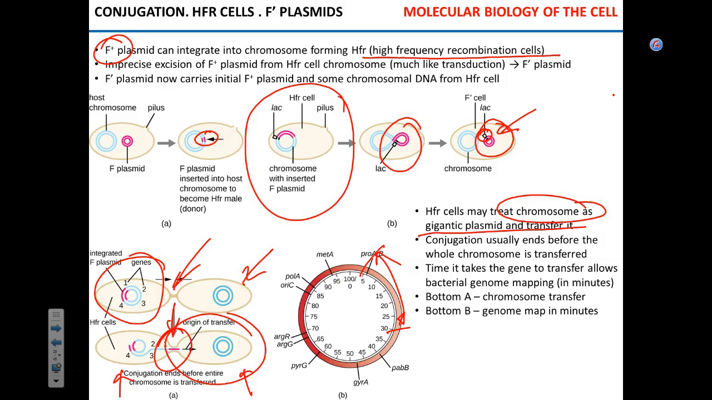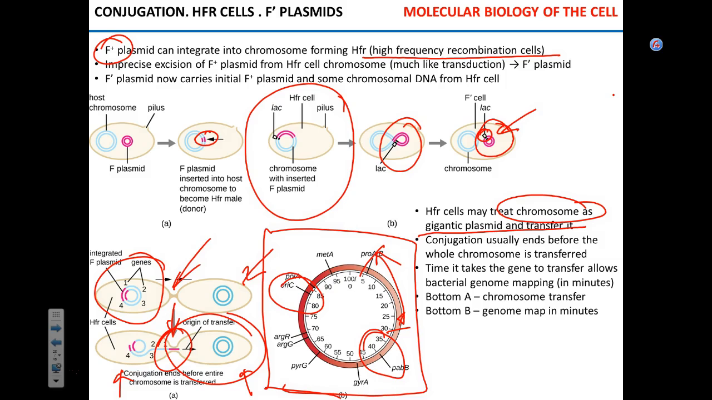And you can actually test how much of the genome entered, okay? And you can locate genes based on the time it takes for them to get transferred to the recipient cell. This is called the map of the genome. It's actually calculated in minutes. For instance, for this gene, it takes 40 minutes to get transferred. For this gene, it takes 80 minutes to get transferred. You can put them in sequence. It gives you some information. Now we don't need it, actually, because we can simply just sequence the entire thing.